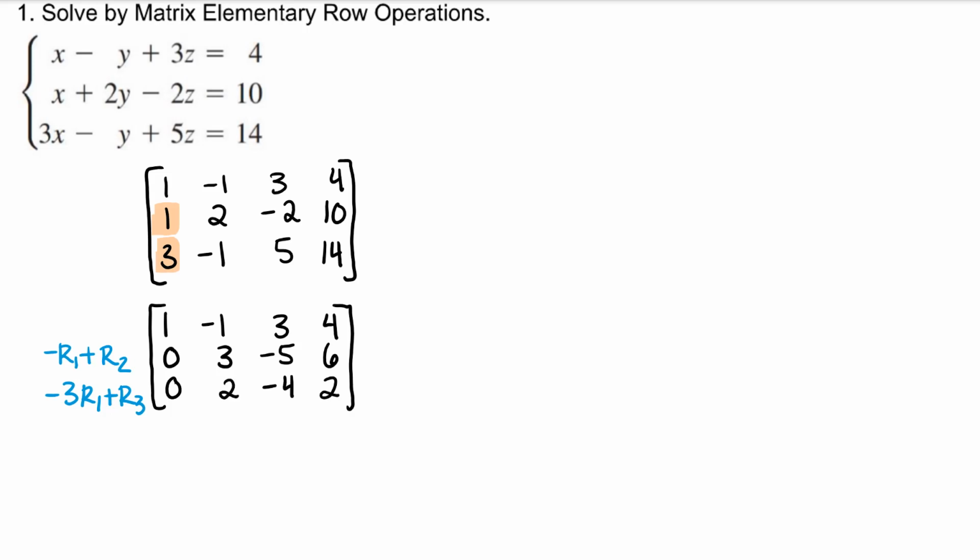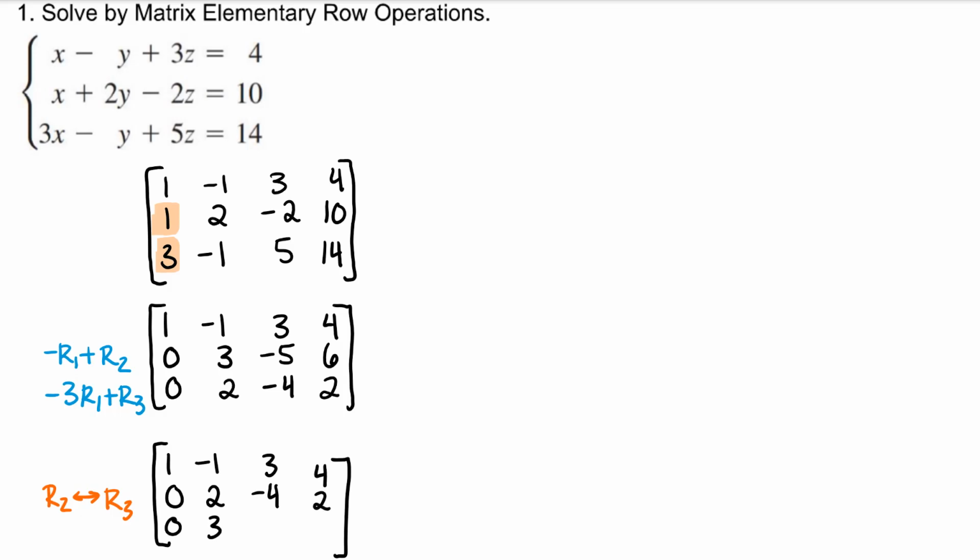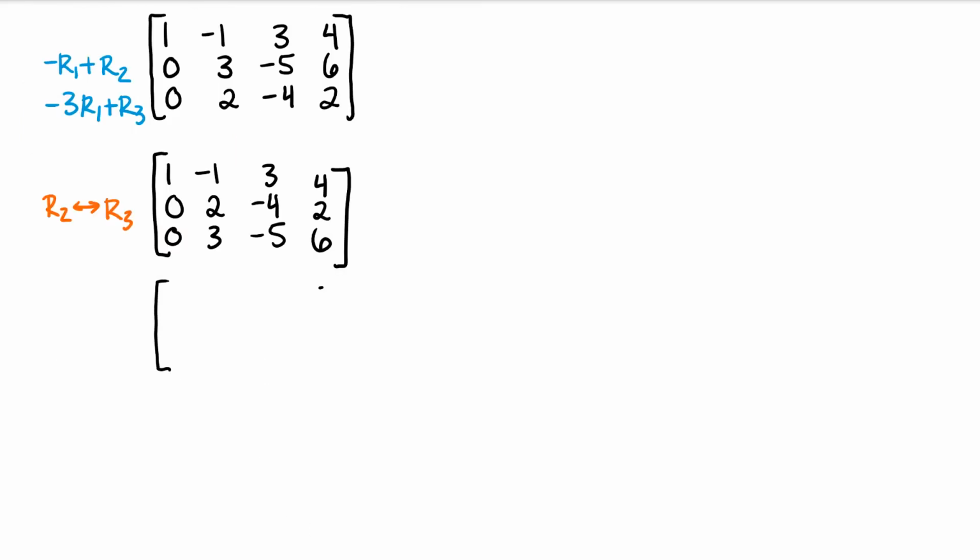My goal now is to get a 1 in place of where this 3 is. Usually I would divide everything in this row by 3, but that will give me some fractions, which I would like to avoid if possible. I do notice that row 3 is completely divisible by 2, so if I exchanged rows 2 and 3, then I could divide row 2 by 2 and get a 1 in this spot. After exchanging rows 2 and 3, multiply the new row 2 by 1/2.